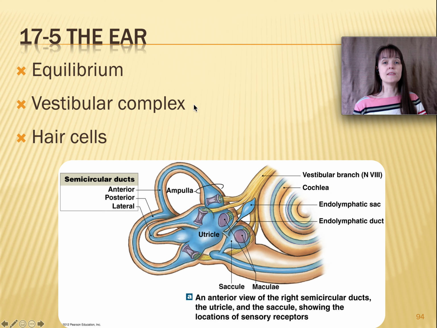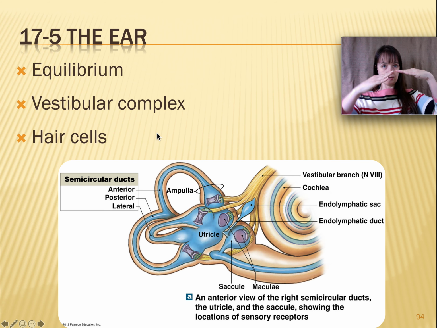Equilibrium is monitored by the vestibular complex. Vestibular complex includes both the vestibule and the three semicircular canals. And the hair cells are the receptors for both equilibrium and hearing. It says balance. Yeah, that's right. And then they are hair cells and they are mechanoreceptors. So there are mechanoreceptors. That's the one where when you bend the cell membrane, that opens the ion channel.